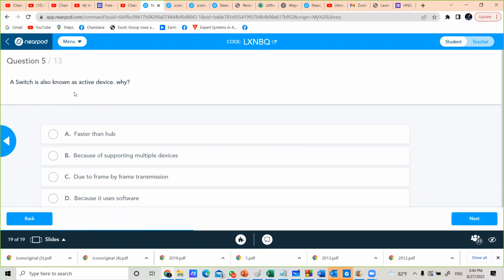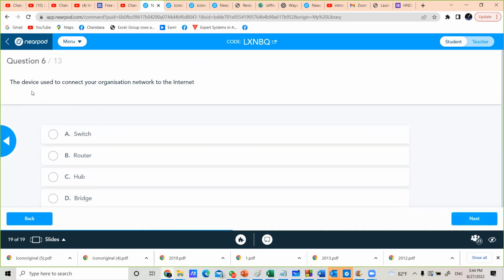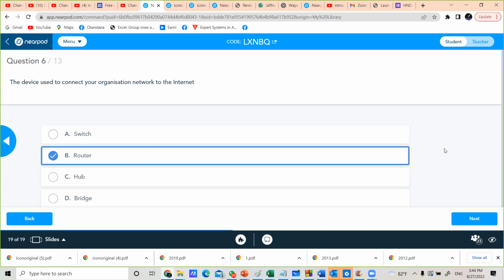A switch is also known as an active device. Why? Because the switch uses software. Right, the last answer, because it uses the software. The device used to connect your organization network to the internet. If you want to connect your organization network with the internet, the device is clearly the router.